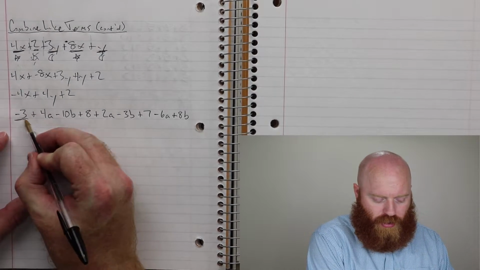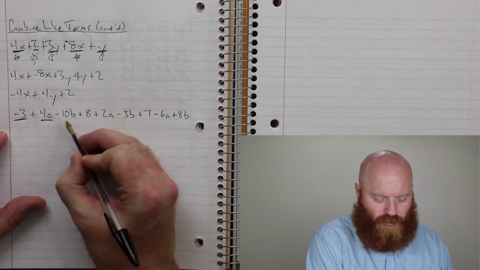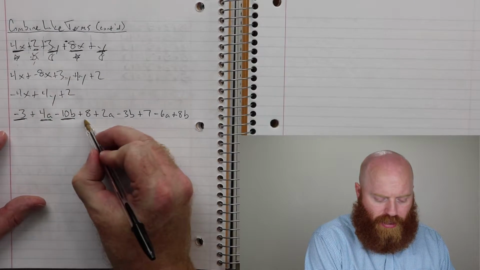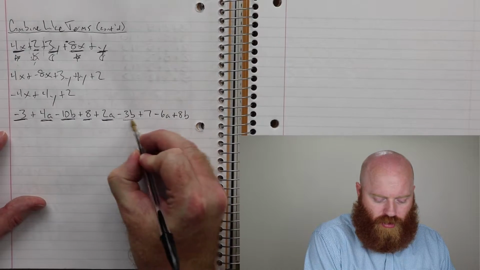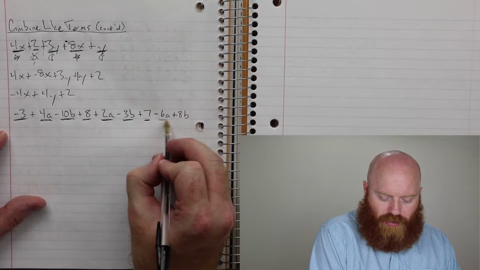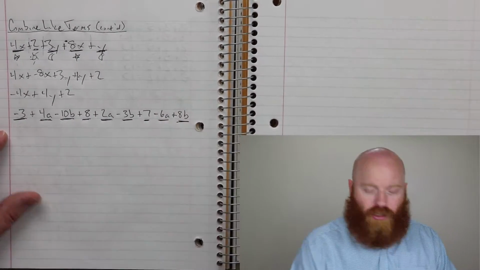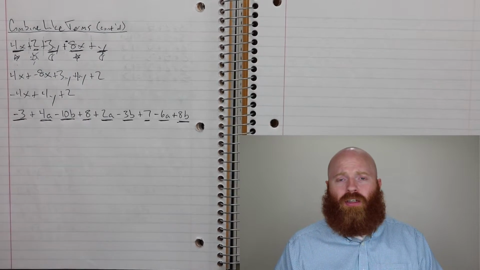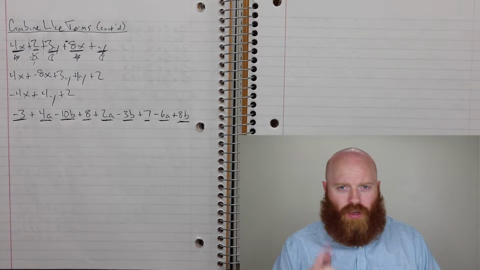So -3 is a term, 4a is a term, 10b is a term, 8 is a term, 2a is a term, 3b is a term, cn is a term, 6a is a term, and 8b is a term. Those are all the terms, and we need to combine the ones that are like each other. So let's identify which ones are like each other.